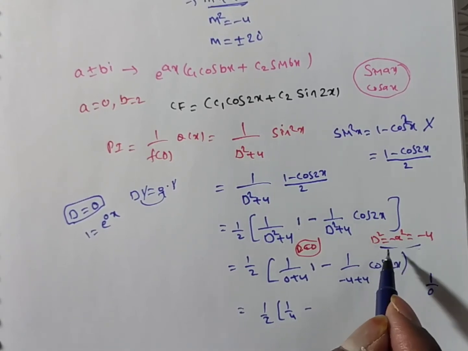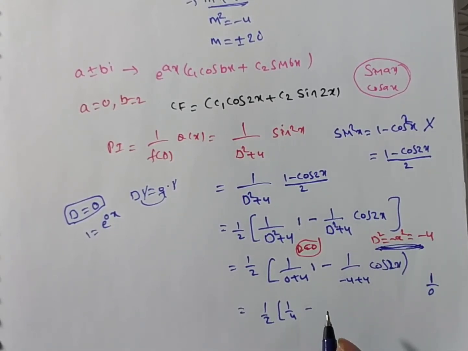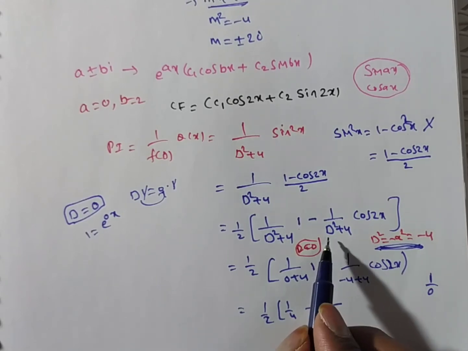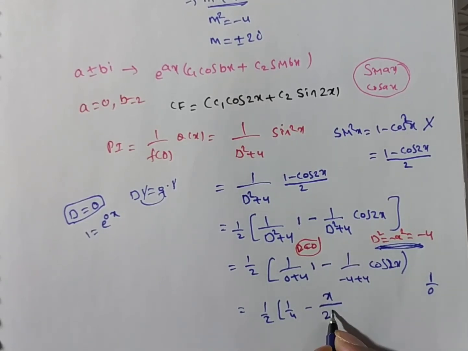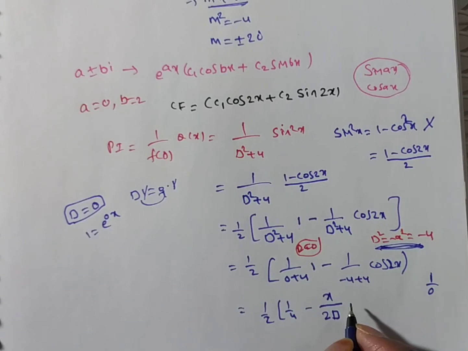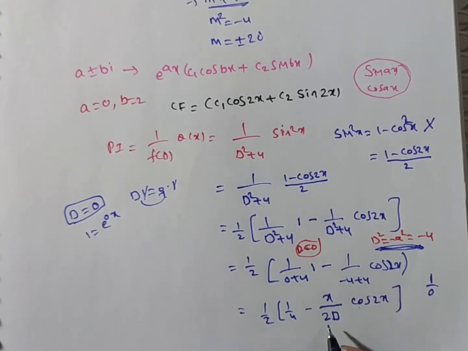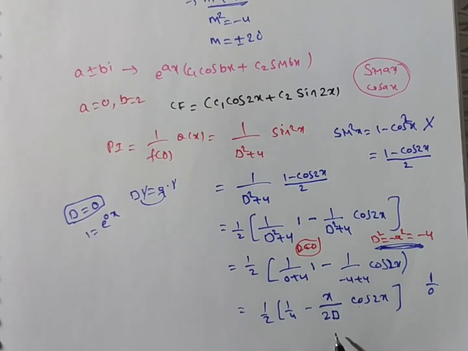So what do you do here? The case is failure. Whenever the case is failure, that means if the denominator is 0, the case is failure. In that case, numerator you write x and the denominator you differentiate. That's it. What is the denominator differentiation? 2D plus 0, into cos 2x. Friends, you see, again it is 0. Suppose again it is 0, again you write x in the numerator and differentiate the denominator. That's it. No need to remember any formula.